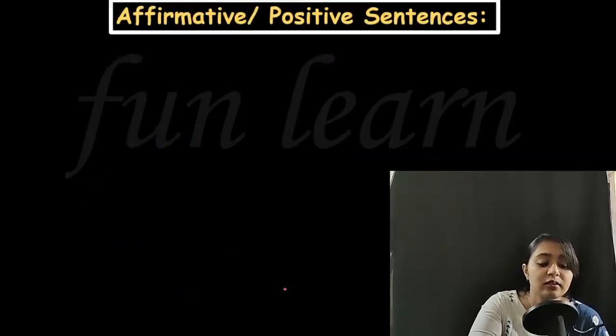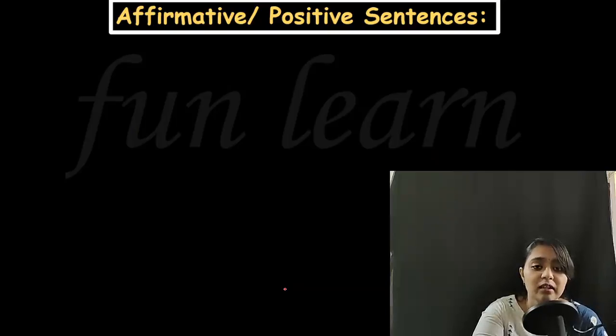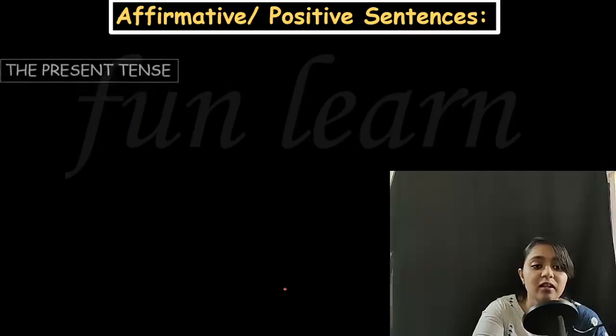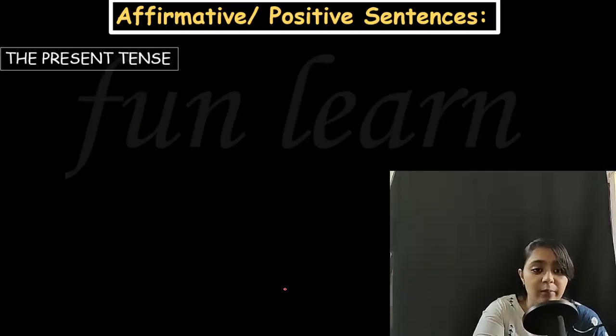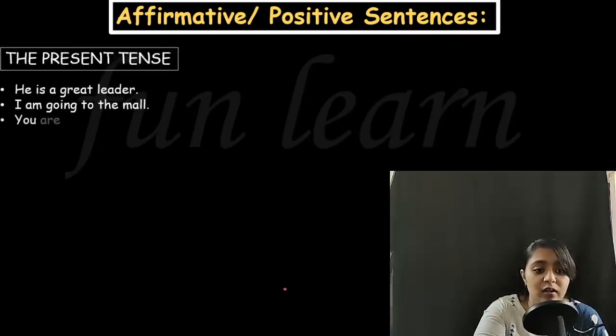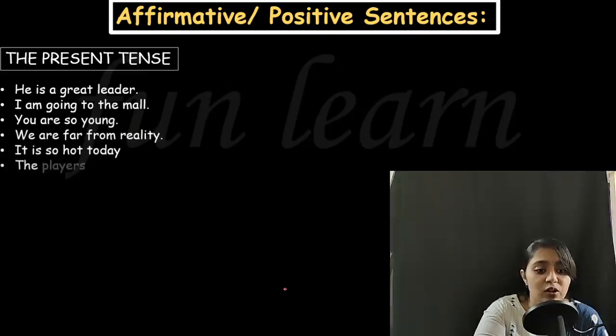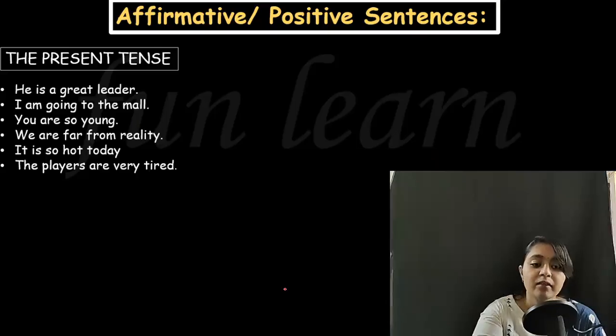Let's see, there are 4 kinds of sentences. We'll first go to the affirmative, or positive, sentences. Positive means whatever we are saying in a positive way, in yes, yes, yes. Let's see how positive sentences work in the present tense. He is a great leader. I am going to the mall. You are so young. We are far from reality. It is so hot today. The players are very tired. There is nothing negative over here. It's just that he is a great leader. Of course, if he is a great leader, we'll just say that, right? I am going to the mall.